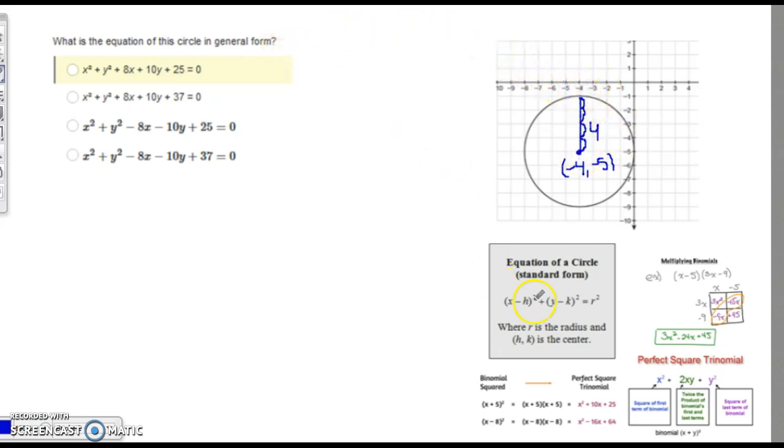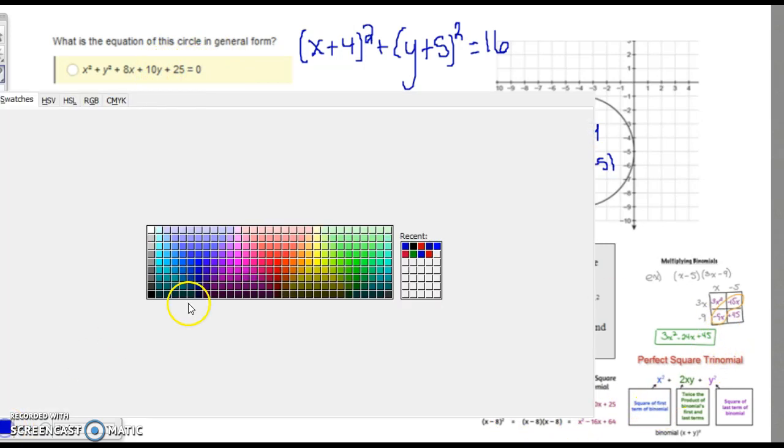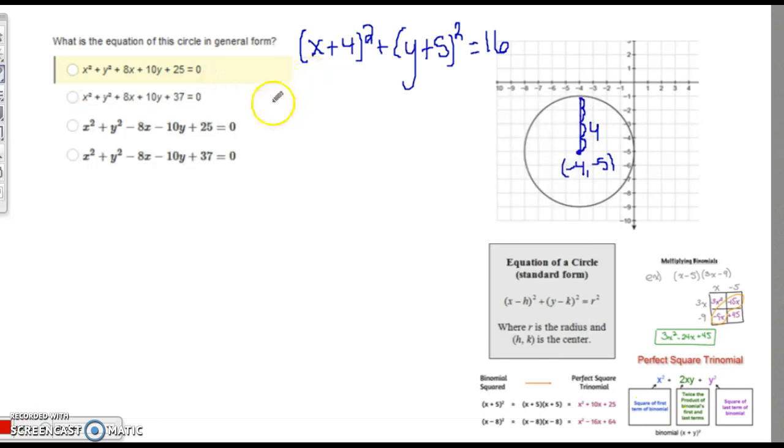So we know the center and the radius. That means we can plug it into standard form. Remember, when you plug in your x value, you want to change the sign. And when you plug in your y value, you want to change the sign. And then it's going to equal the radius squared. And 4 squared is 16. Once we get to here, though, it wants it in general form, so we have to do some math. If you understand the shortcut, please take it. I'm going to go ahead and box multiply because that's how I usually do it.